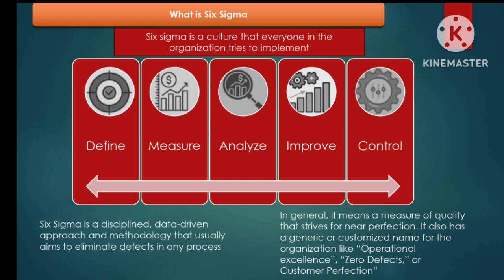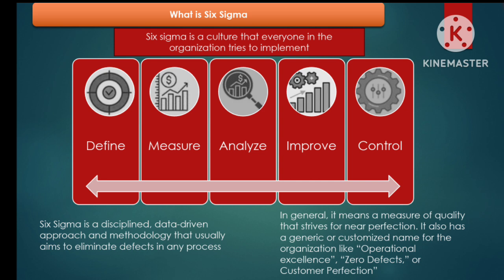Let's talk about Six Sigma. What is Six Sigma? Six Sigma is a disciplined, data-driven approach and method that aims to eliminate defects in a process. It focuses on removing and controlling the variance in the process. So that is Six Sigma.